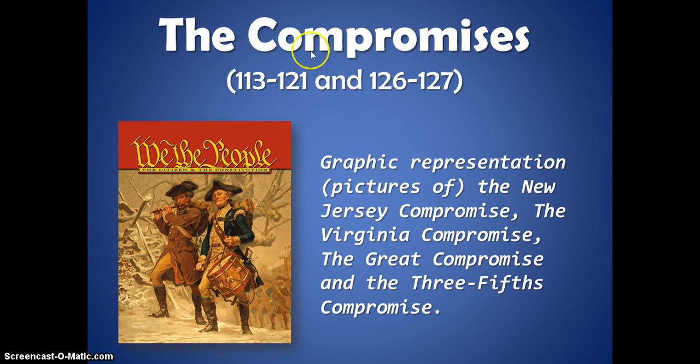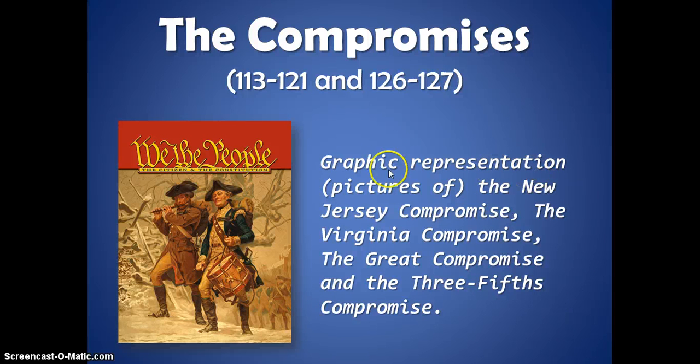And what you're going to do at this point is a little bit of a reading on the compromises. You're going to use We the People, pages 113 to 121 and 126 to 127. And you're going to use the sheets in the folder located at the station to create graphic representations or pictures. One in each of the boxes. There are 4 boxes on the sheet.